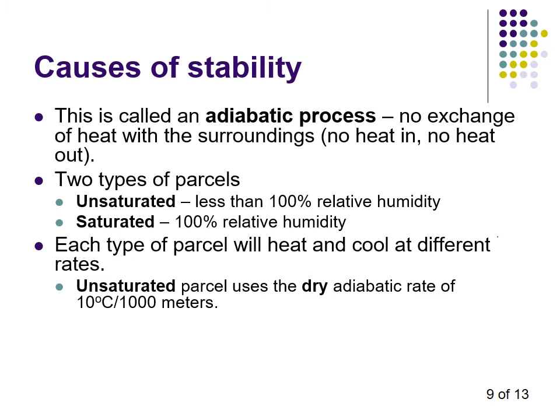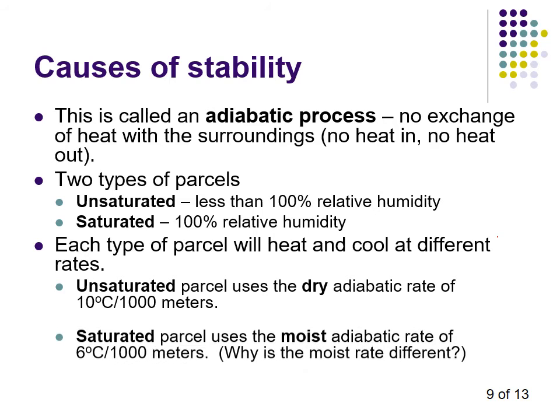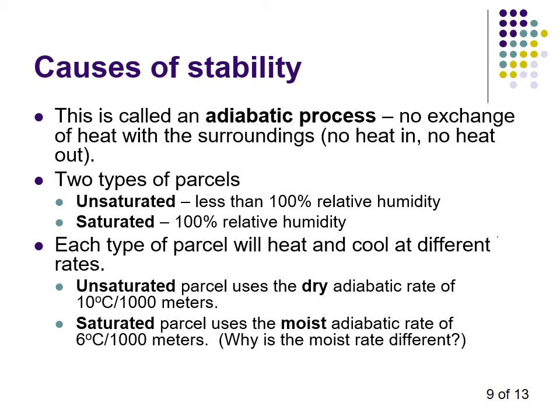This unsaturated air parcel uses the dry adiabatic rate. It increases or decreases in temperature by 10 degrees Celsius for every 1,000 meter change in height. The saturated air parcel uses the moist adiabatic rate, which means that parcel will heat or cool by 6 degrees Celsius for every 1,000 meters change in height. And so you see that an unsaturated parcel and a saturated parcel behave differently. Can you figure out what in the saturated parcel could transfer energy to increase the temperature of the air in the parcel?